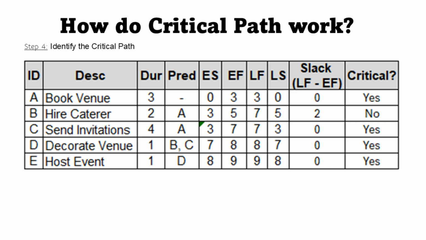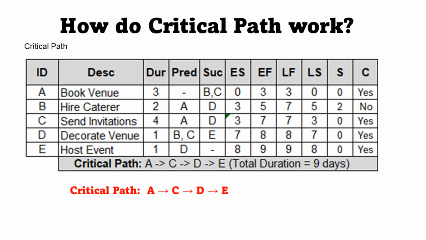Task B is the only one with slack, meaning it's not critical. It can slide a bit. Critical tasks have 0 slack. They're locked in. So our critical path is A, C, D, E. Delay those, and the whole project's toast. Let's see it play out.